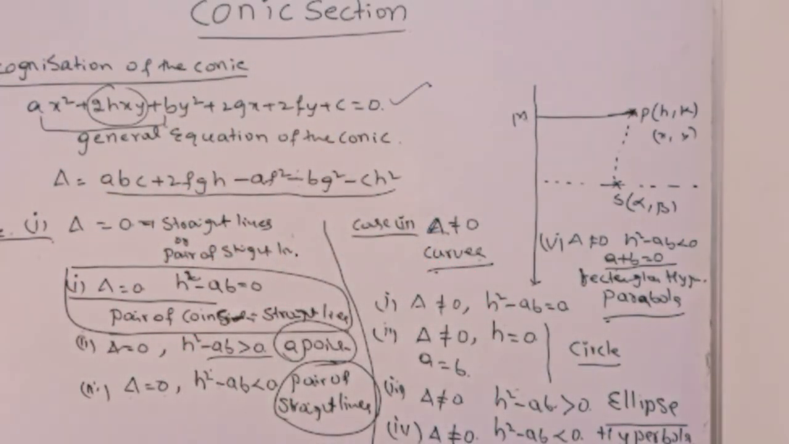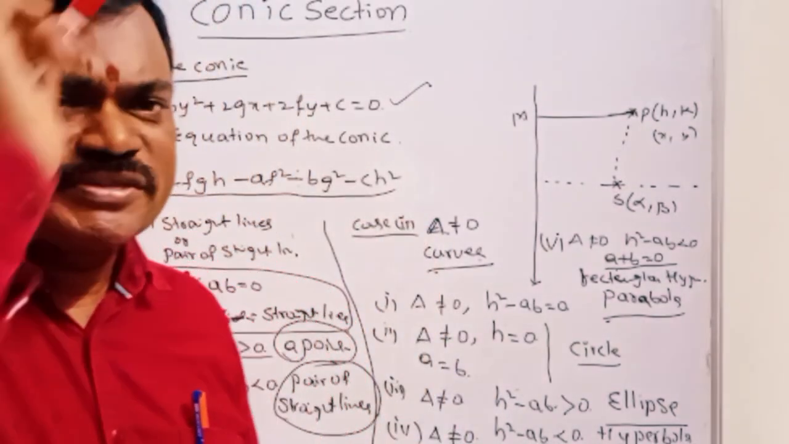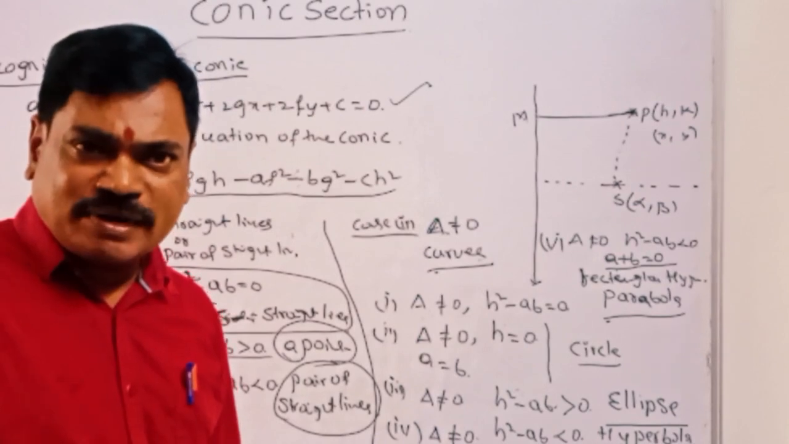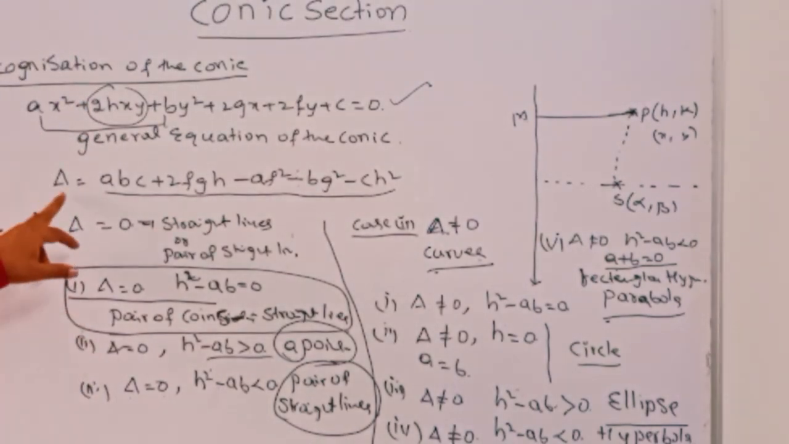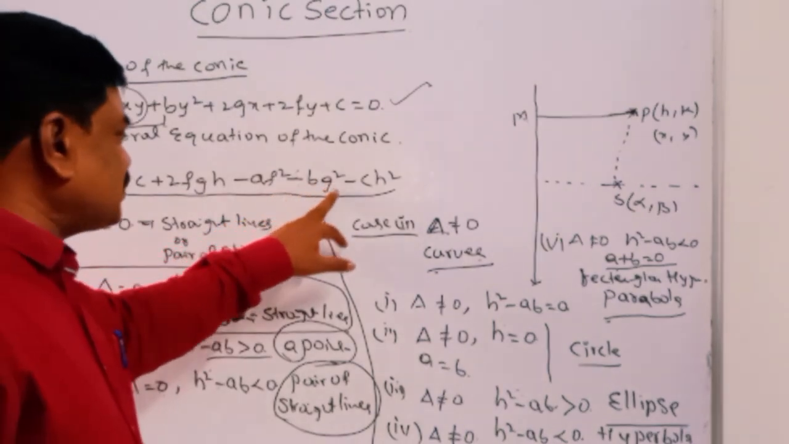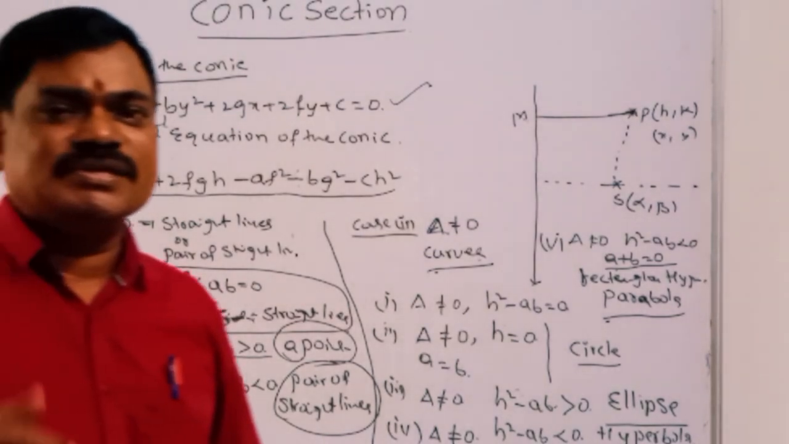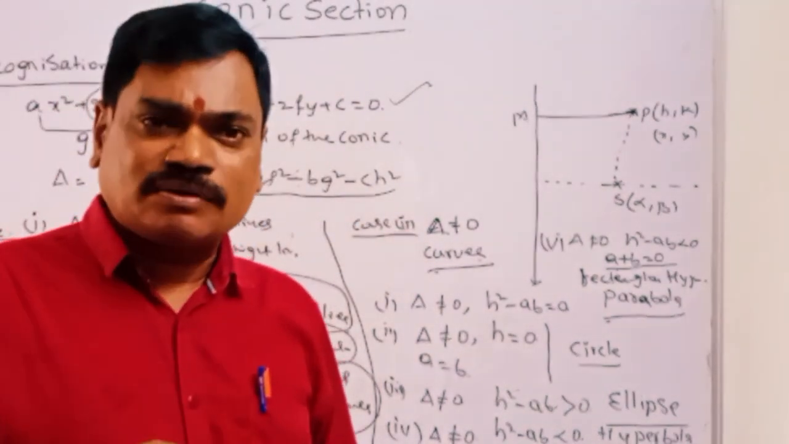Here, once again, ax square plus 2hxy plus by square plus 2gx plus 2fy plus c is equal to 0 represents the general equation of the conic, and in this, delta is the discriminant, to decide whether it is a straight line or a curve. Discriminant delta is equal to abc plus 2fgh minus ax square minus bg square minus ch square. If the discriminant is equal to 0, it represents a straight line. If the discriminant is not equal to 0, it represents a curve.